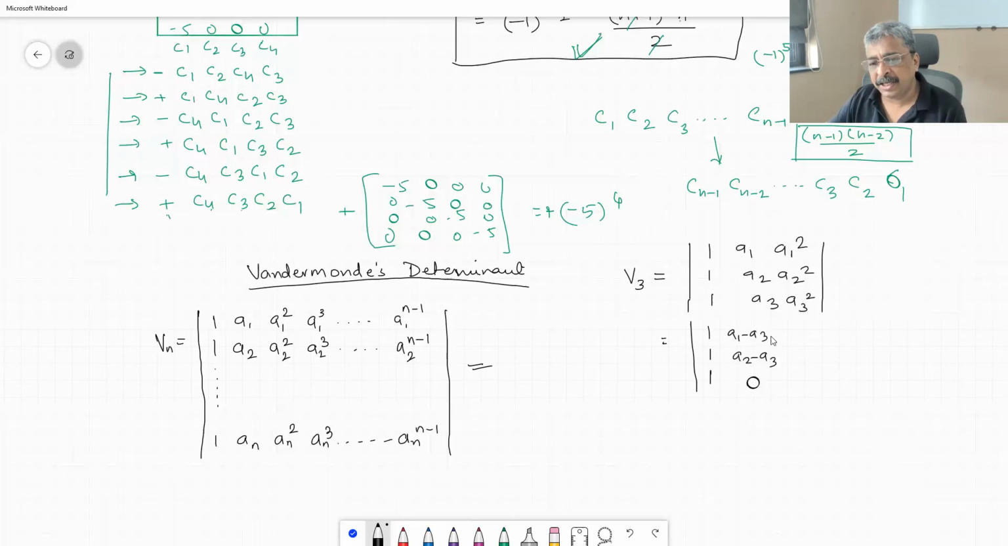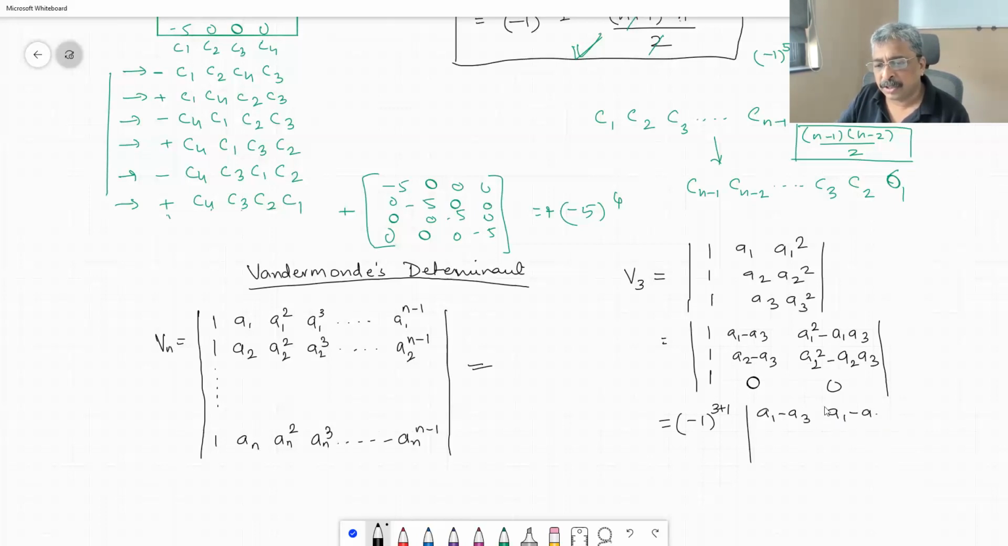Multiply the second column by A3 and subtract from the third. We get A1 square minus A1 A3, A2 square minus A2 A3, 0. Okay, this is what we have achieved now. This is the third row, first column, so we get -1 raised to third row first column into the determinant A1 minus A3, (A1 minus A3) times A1, A2 minus A3, (A2 minus A3) times A2.